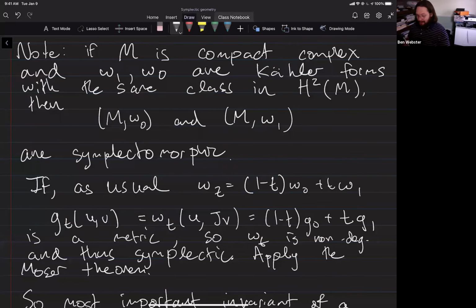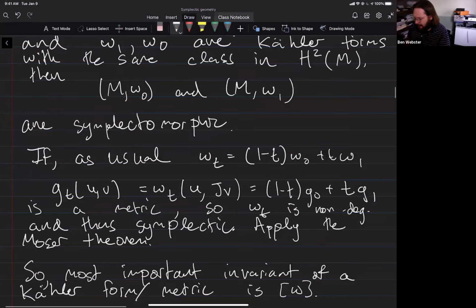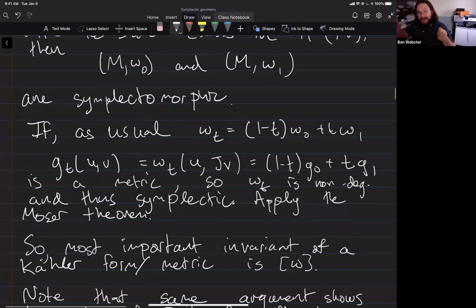And you just use the Moser trick, right? You take the weighted averages of these two symplectic forms, you look at the straight line between them in the space of symplectic forms. That's a funny looking t. It looks a lot like a z. And all of those intermediate guys are also Kähler forms.